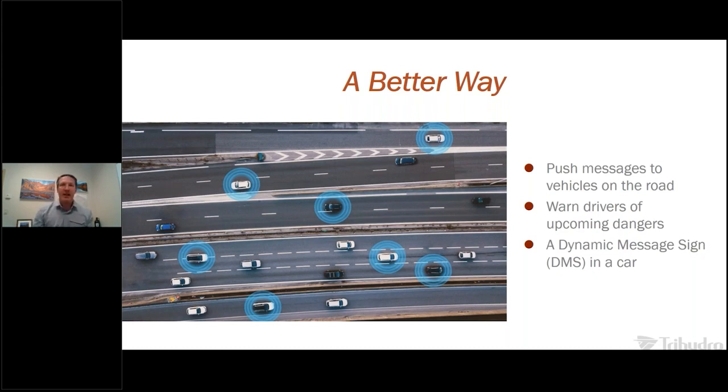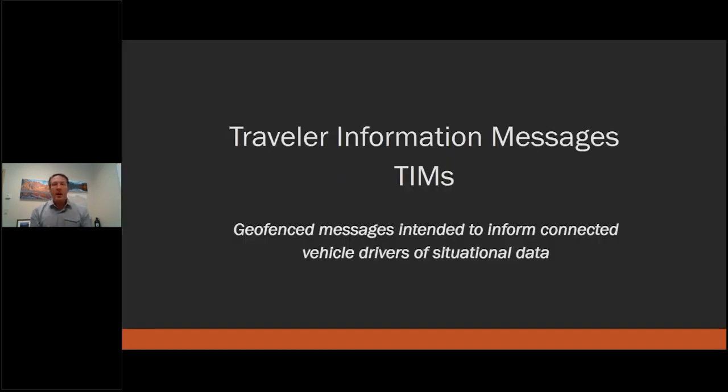Being able to communicate with drivers out on the roads the conditions that they're going to be able to expect, perhaps travel times, variable speed limits, anything that you can imagine that you want to communicate to a driver out on the road, we can do that. How we do that through connected vehicles is something called the Traveler Information Message, or TIMs. TIMs are geofenced messages intended to inform connected vehicle drivers of situational data.